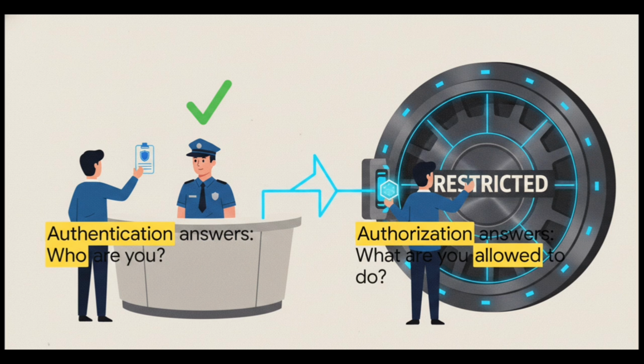Picture a secure corporate office. Authentication is the ID check at the front lobby. It answers the question, who are you? Authorization is what your physical security badge actually lets you do once you're inside the building. It answers, what rooms are you allowed to enter?